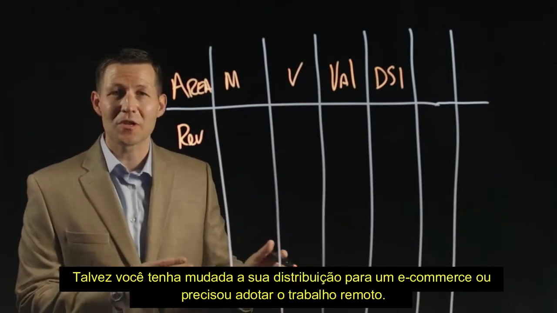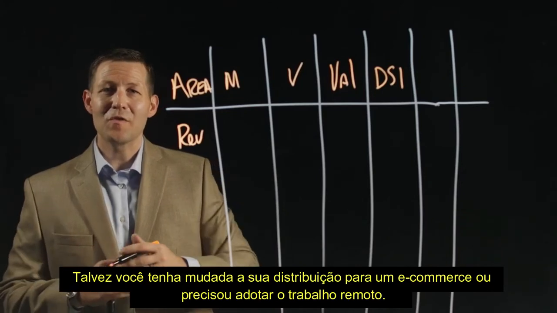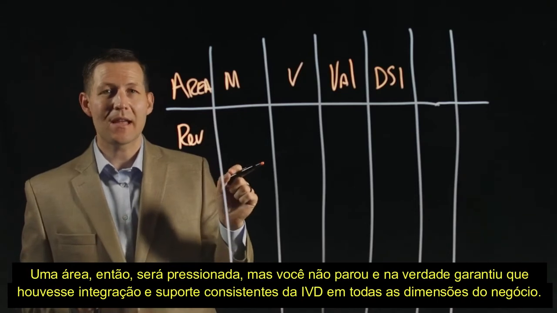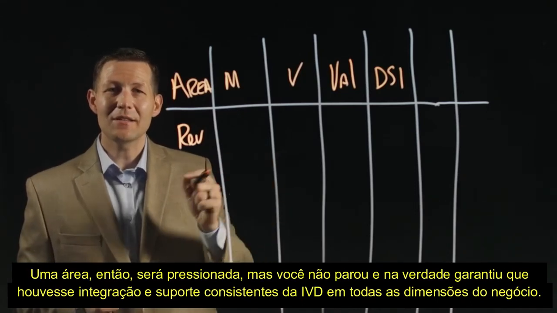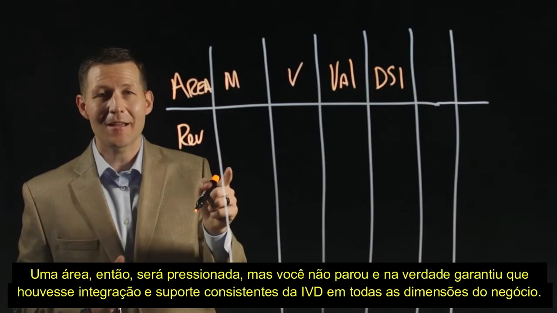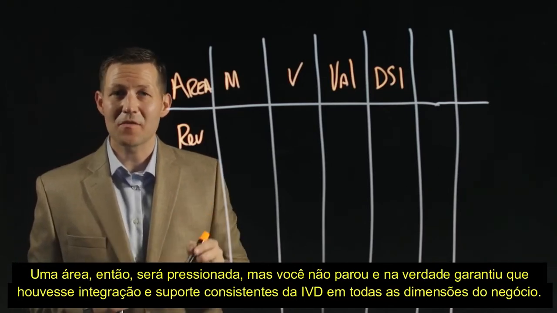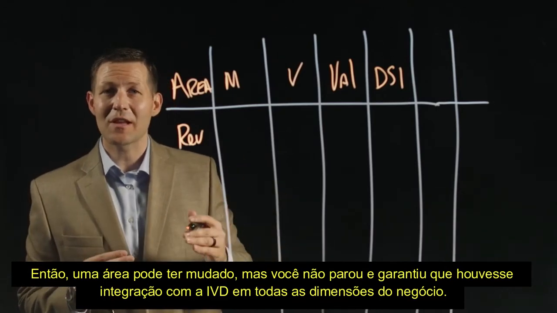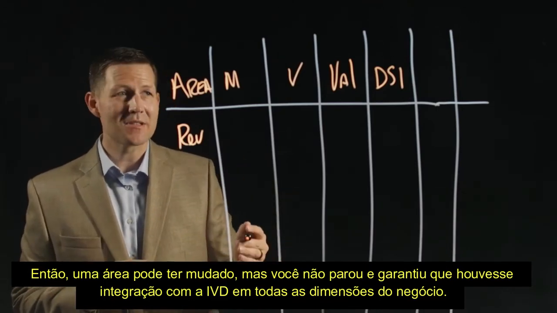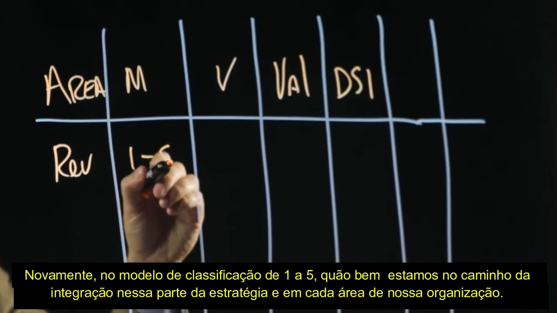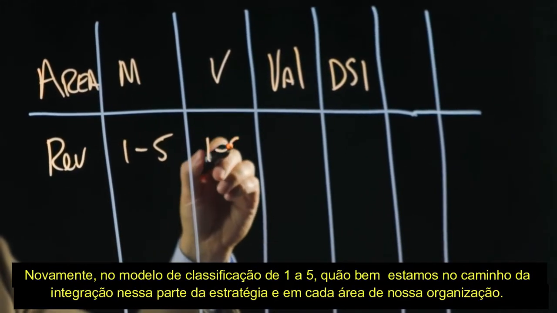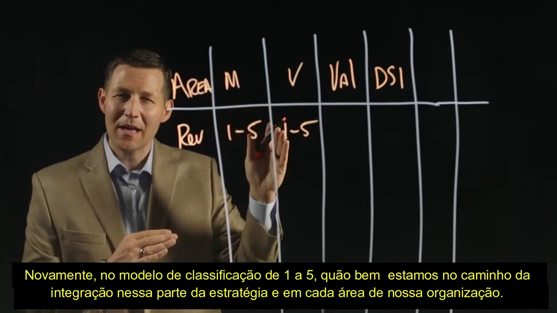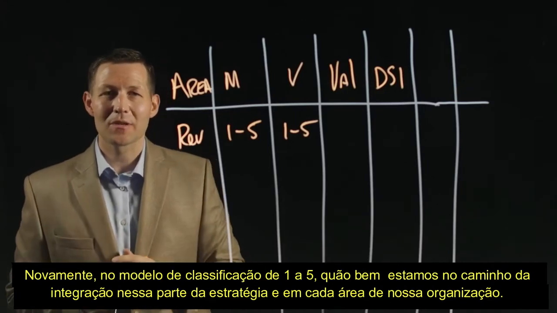Perhaps you've had to shift towards an e-commerce distribution process, or you've had to go to a remote workforce. And so one area may be forced, but you've not stopped and actually made sure that there's consistent integration and support of that DSI across all the other dimensions of the business. Perhaps the shift of how you're doing sales has gone great, but there's a need to shift how you're doing cash flow or billing and payments. And so it's a chance to, again, in a 1 to 5 fashion, rate how well we would say we are on track with reflecting and integrating that part of our strategy lens into each area of our organization.